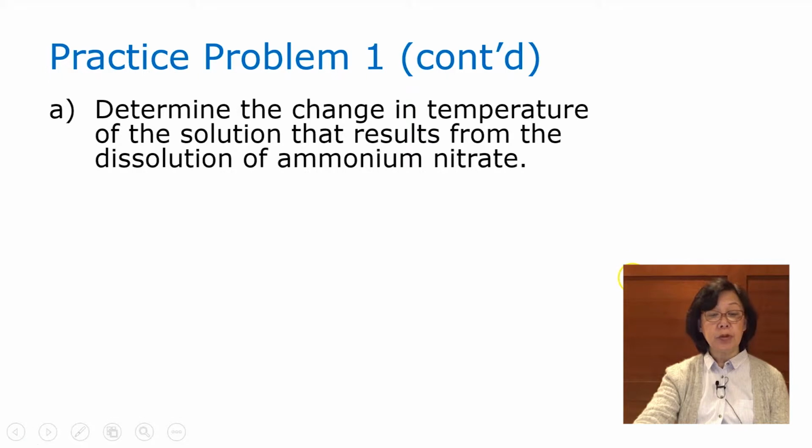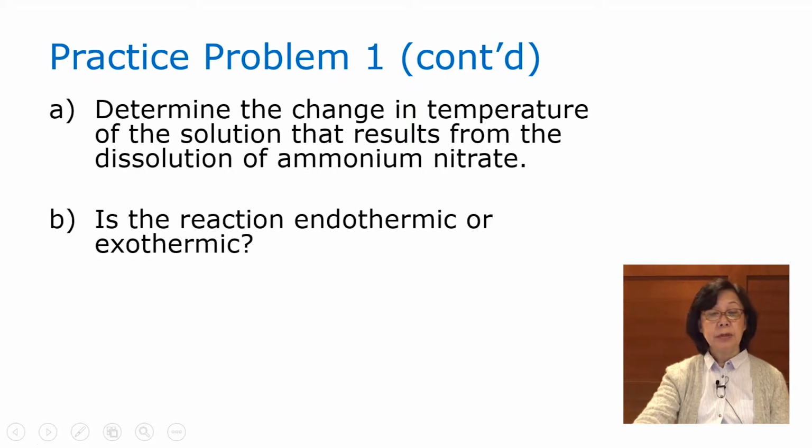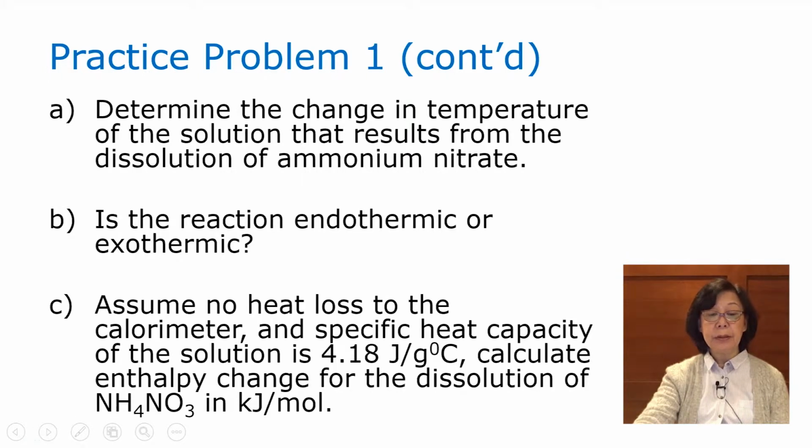Determine the change in temperature. Is the reaction endo or exothermic? Assuming no heat loss to the calorimeter and a specific heat capacity of 4.18, calculate the enthalpy change for the dissolving of ammonium nitrate in kilojoule per mole.